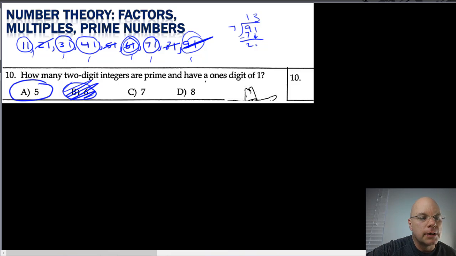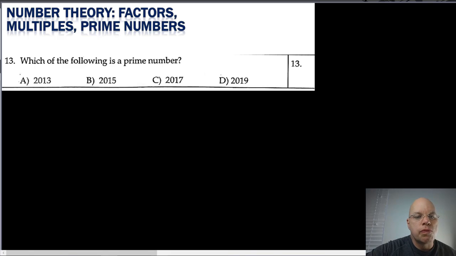Okay. Which of the following is a prime number?